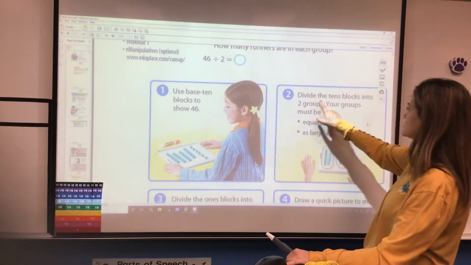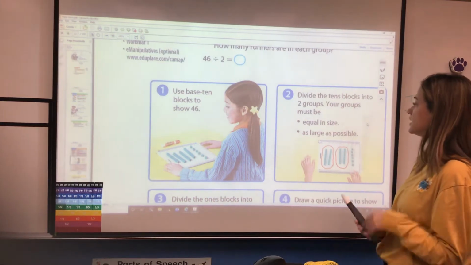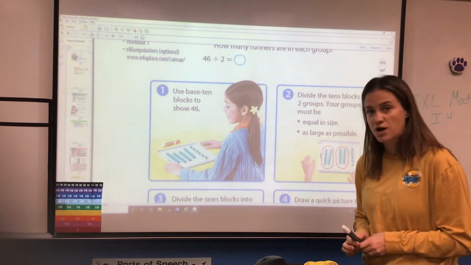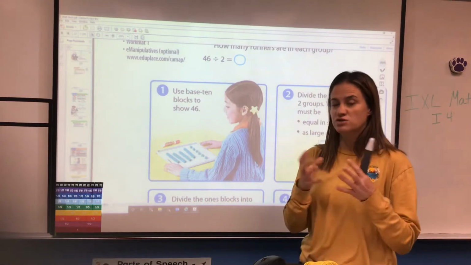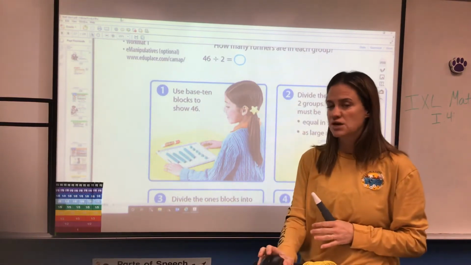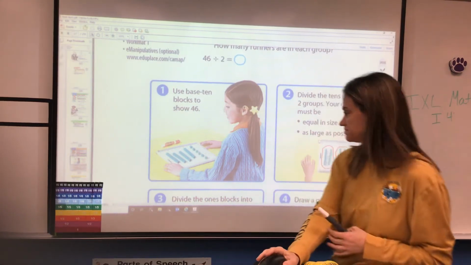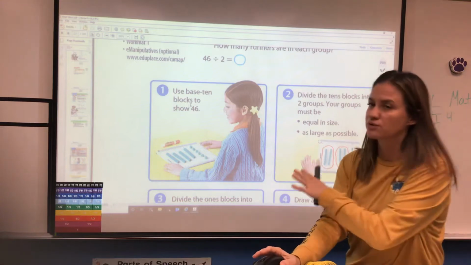And in number 2, it says divide the 10 blocks into 2 groups. Your groups must be equal in size and as large as possible. So that's a key. Make sure they're as large as possible because, yeah, you can make that into a bunch of smaller groups, but that's not what you want to do. You want to do them into 2 equal groups as large as possible. Well, 2 equal groups for this one.